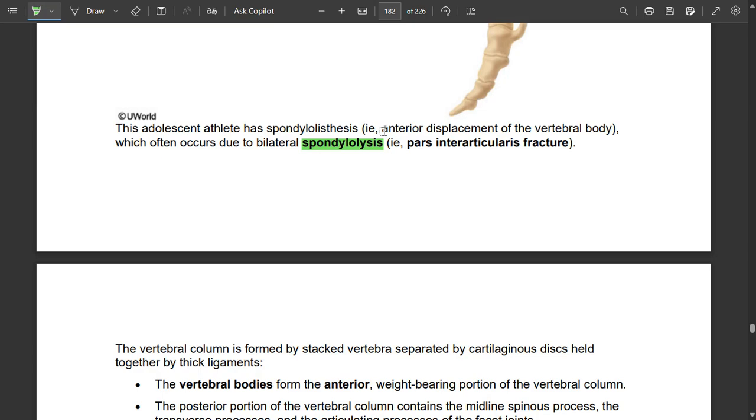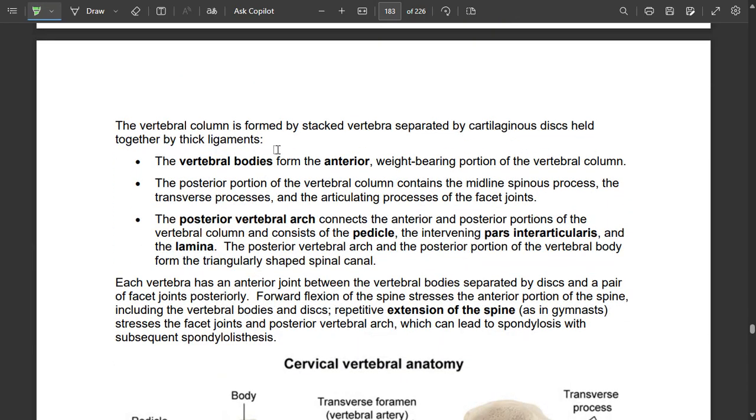over the lower vertebra. The vertebral column is formed by stacked vertebrae separated by cartilage in the disc, held by thick ligaments. The vertebral body forms the anterior weight-bearing portion of the vertebral column. The posterior portion consists of the midline spinous process, the transverse processes, and the articular processes of the facet joints.